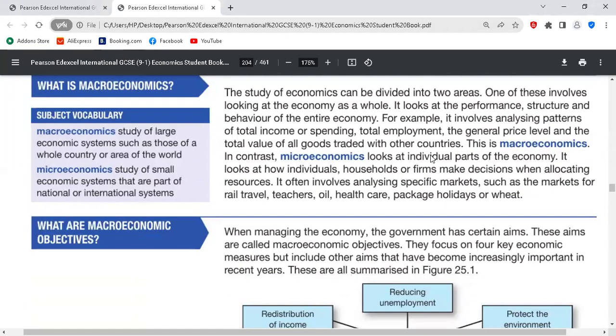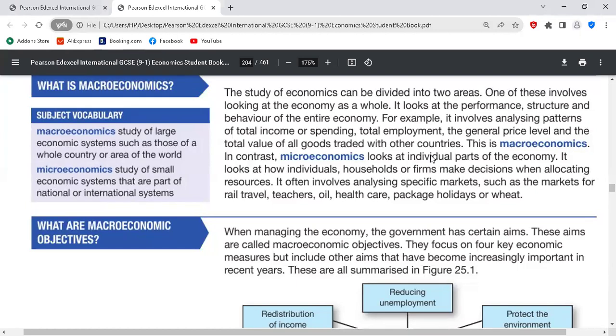What is macroeconomics? The study of economics can be divided into two areas. One of these involves looking at the economy as a whole. That is macro. It looks at the performance, structure and behavior of the entire economy. For example, it involves analyzing patterns of total income or spending, total employment, the general price level, and total value of all goods traded with other countries.